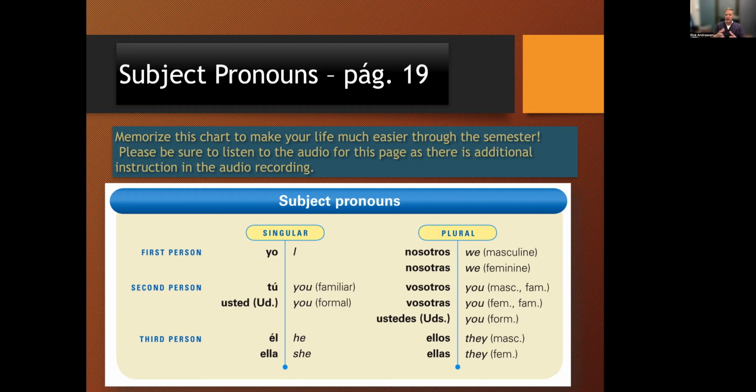Yesterday I saw all of my mom and all my sisters. They were going to the store. That would be an ellas. We're talking about a group of females. Okay, so those are our subject pronouns in Spanish.